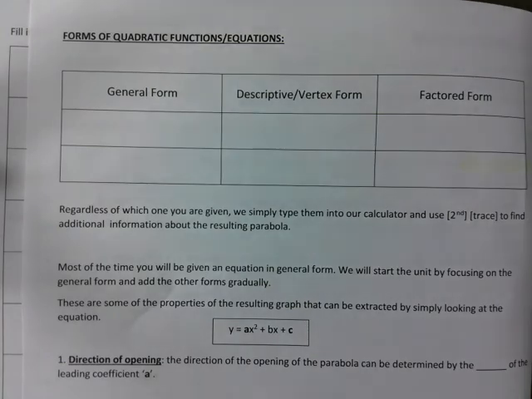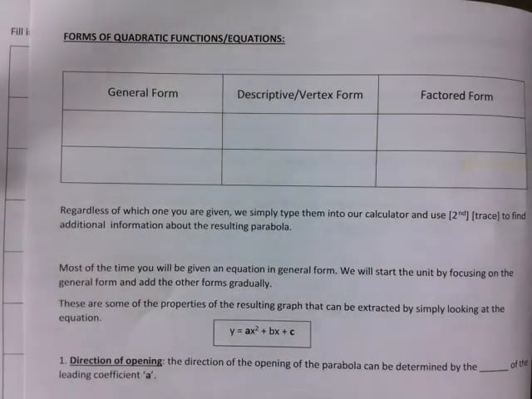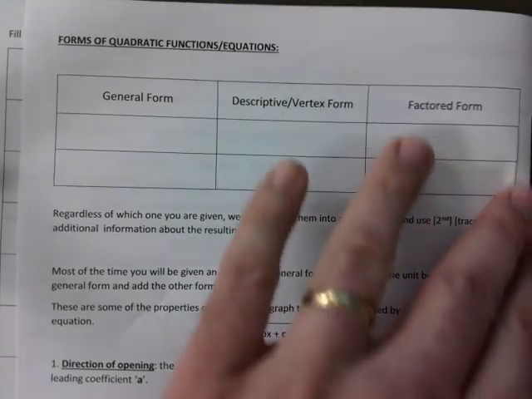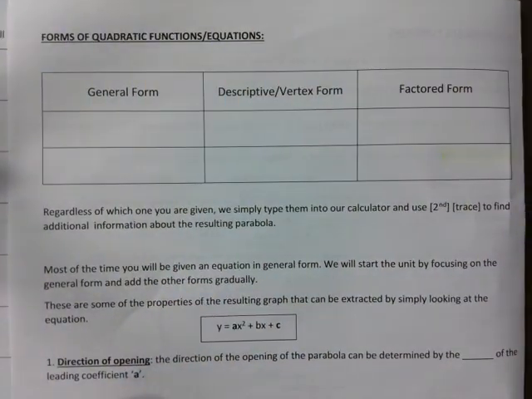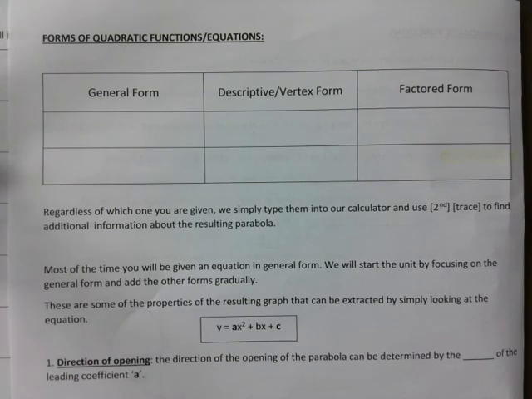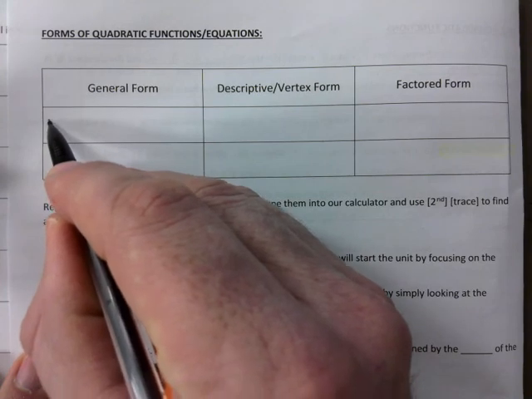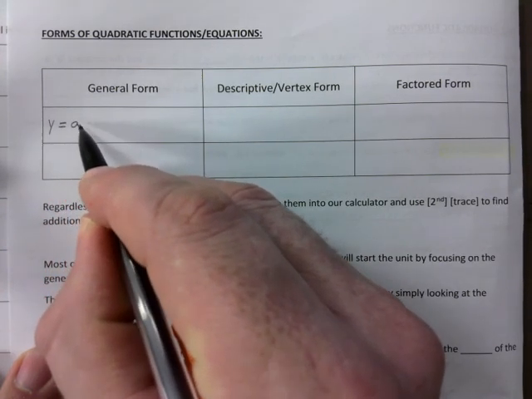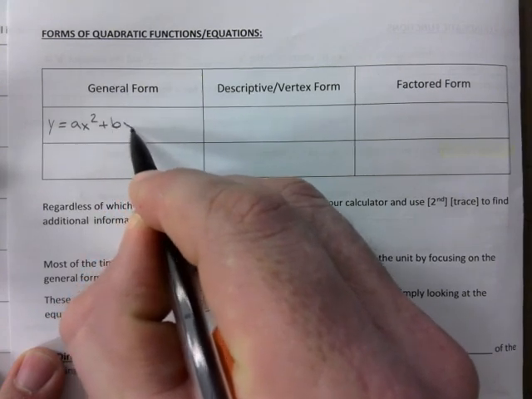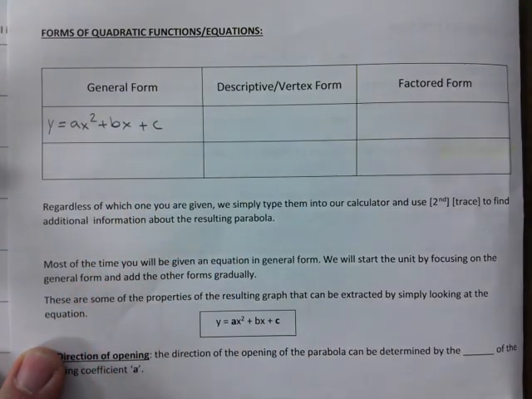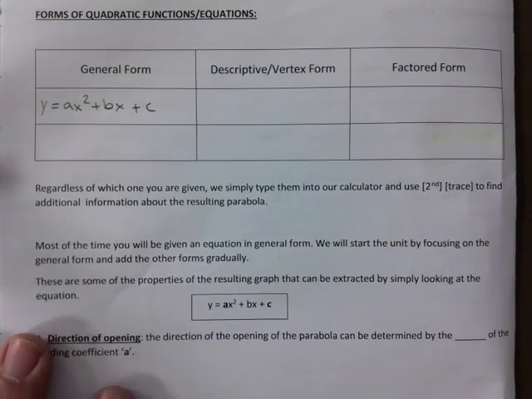Okay, so in general, we have 3 forms of the quadratic equation. But I will say this, don't panic too much. All 3 can be typed into your calculator, and then it's easy peasy from there, okay? But I need you to know the 3 forms so you know what to do when you see them. So the general is the one we just talked about. It's y is equal to ax squared plus bx plus c. That's the most common one you're going to see throughout this unit, okay, most common.